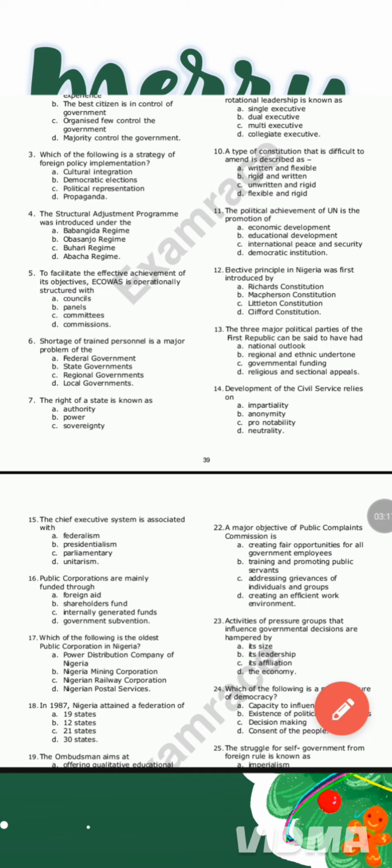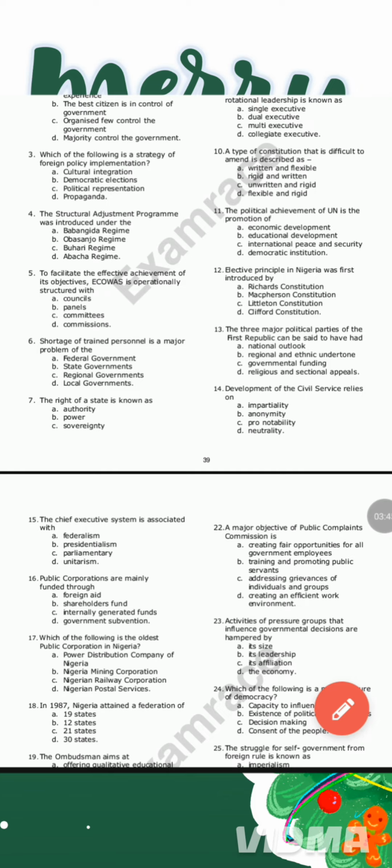Now, the elective principle actually gave rise to the establishment of political parties. That was in 1923, of which it was called the NNDP, Nigerian National Democratic Party, established by the then civil engineer Sir Herbert Macaulay. So the most correct answer to number 12 is Clifford Constitution of 1922.